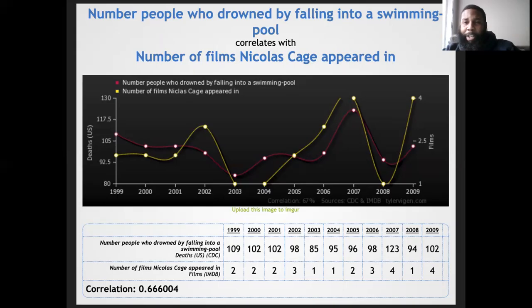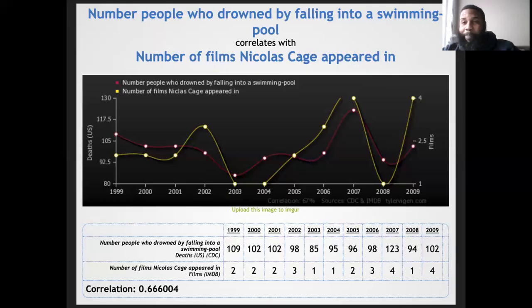Can anybody guess what it is, just from looking at this? I'll give you another second. So, as it turns out, Nicolas Cage movies get released in the summertime.